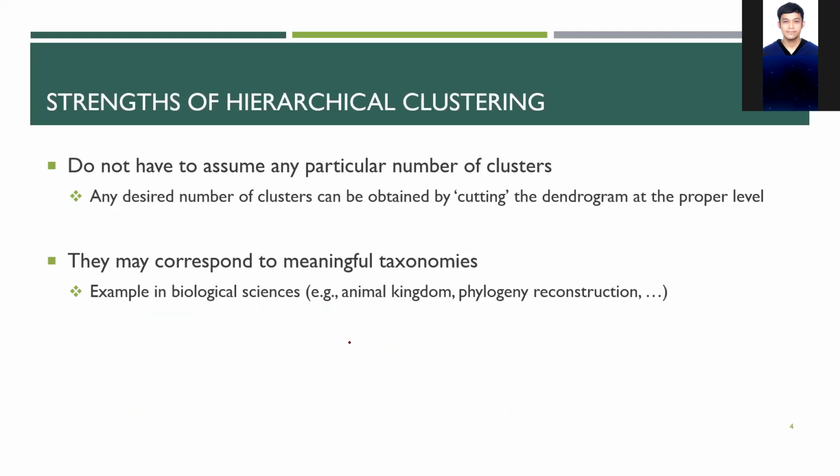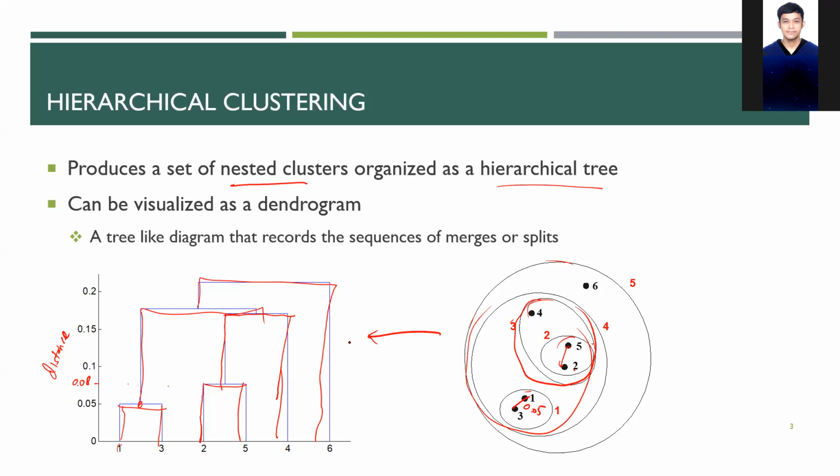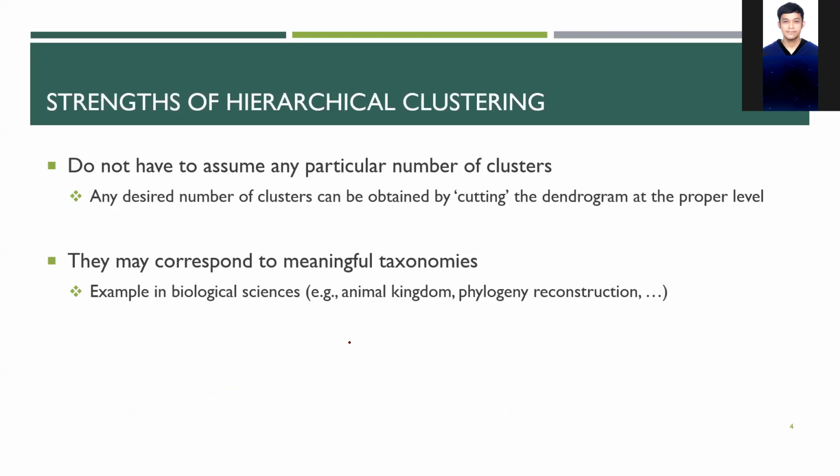Okay, strength of hierarchical clustering. Compared with k-means, for hierarchical clustering we do not have to assume any particular number of clusters. Different from k-means, where we have to decide the number of clusters at the beginning. But for hierarchical, because we construct the clusters based on pairwise distance, we don't need a number of clusters at the beginning. We just calculate the pairwise distance of each data point.